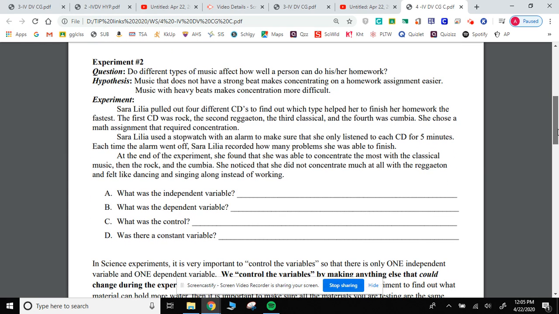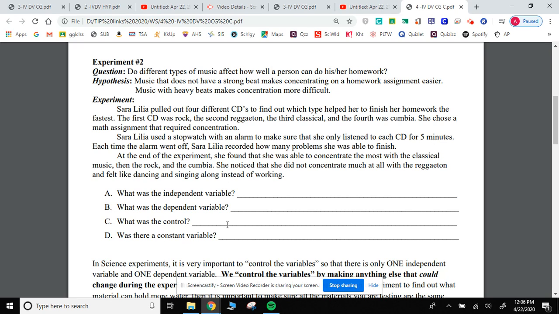Number two, the independent variable is the strength of the beat, I would say based on their hypothesis. The dependent variable would be, in her experiment, the number of homework problems that she's completed. The control, this one's pretty tricky here. Since she's testing the strength of the beat, the control would be the no treatment or the no beat situation, which I think would be the classical music. So I think that best fits the control in this example.